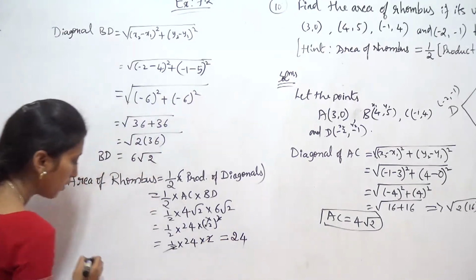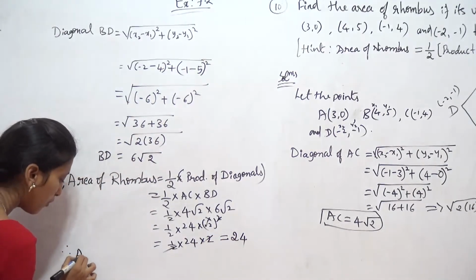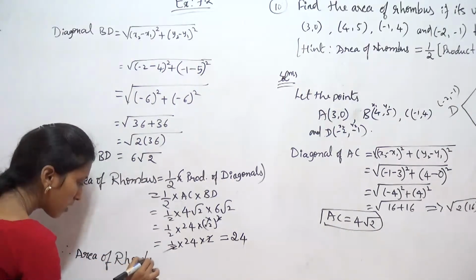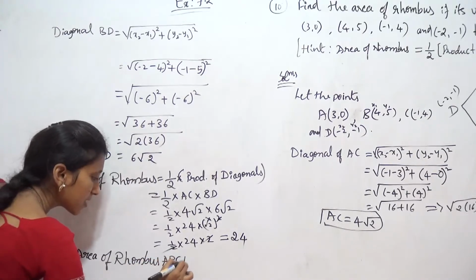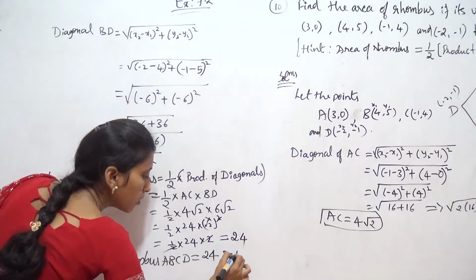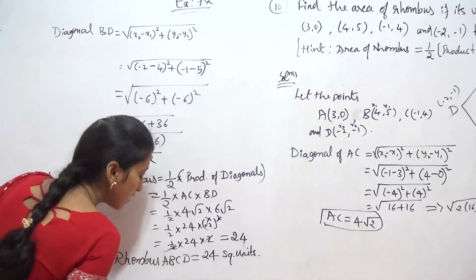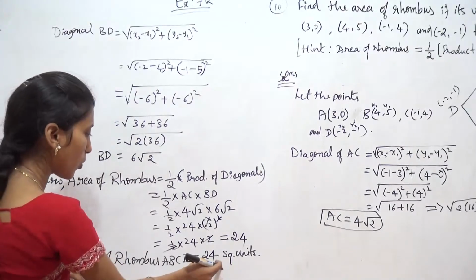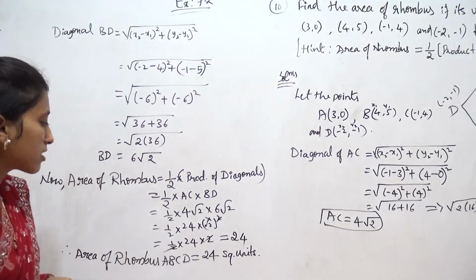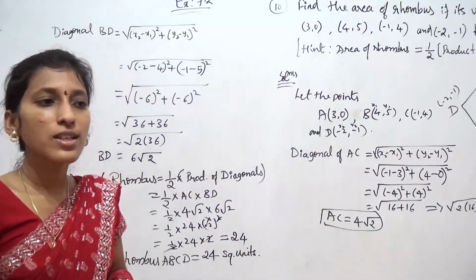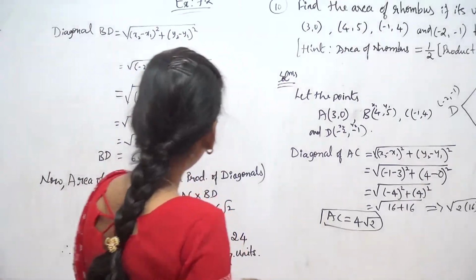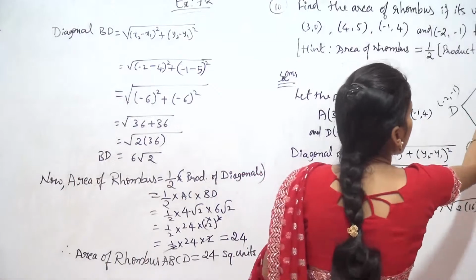That is 24. Therefore, area of rhombus ABCD is equal to 24 square units. Don't forget to write the area's units here. Area means square units, because they didn't give any meter or centimeter, so we have taken units here. Hopefully you understood this sum. So here diagonals AC and BD are there.